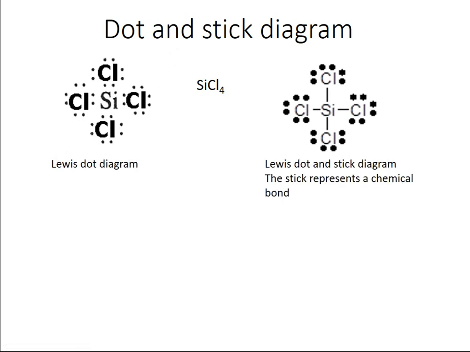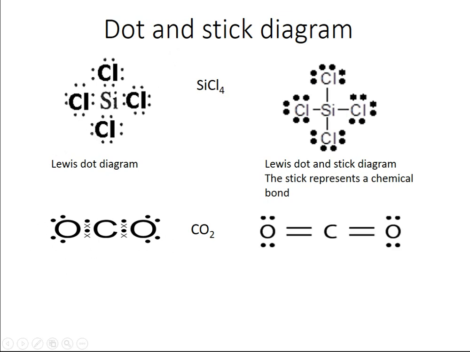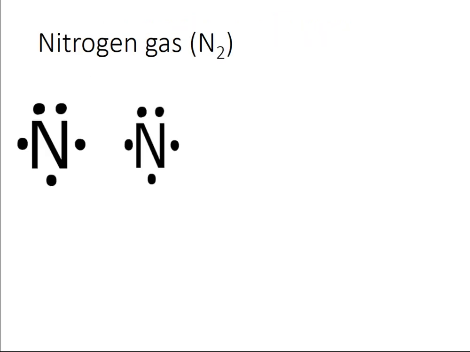Lewis dot diagrams, Lewis dot and stick diagram. The stick represents a chemical bond. So this is the dot diagram. This is known as dot and cross diagram, but it's like a dot diagram. But you can turn it into stick. So as I said, this is a chemical bond, chemical bond, chemical bond, chemical bond. Each chemical bond is 2 electrons or a pair of electrons.